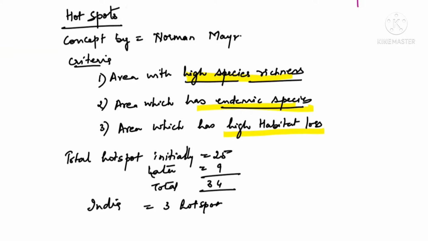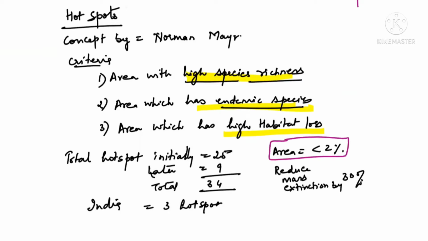And the area which the hotspots are occupying, I'm just writing it here, please, beta. The area which they are occupying is less than 2% of the land area. But if we try to save them, if we work on these hotspots, I think we can reduce mass extinction by 30%. Though the area is less, only less than 2%, if we work, we can reduce the mass extinction by 30%. Is it clear? Now let me show you from UNCR.